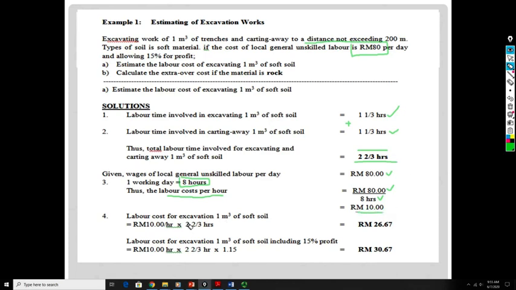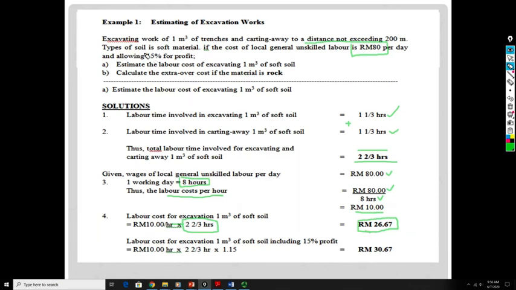Just now, you know that for 1 meter cube to excavate and cut away, the labor we need to spend is 2 hours and 40 minutes. So you just multiply with the rate per hour, you will get 26 ringgit and 67 cent.